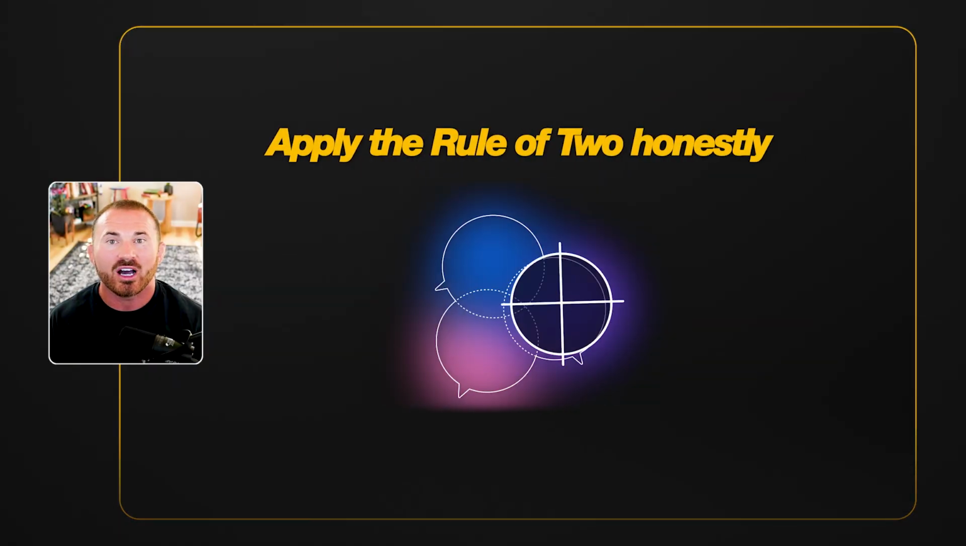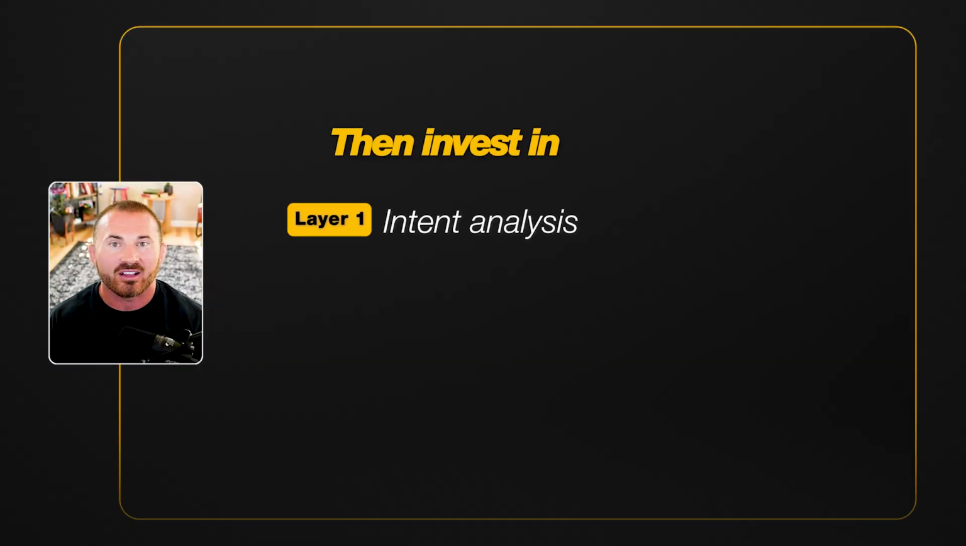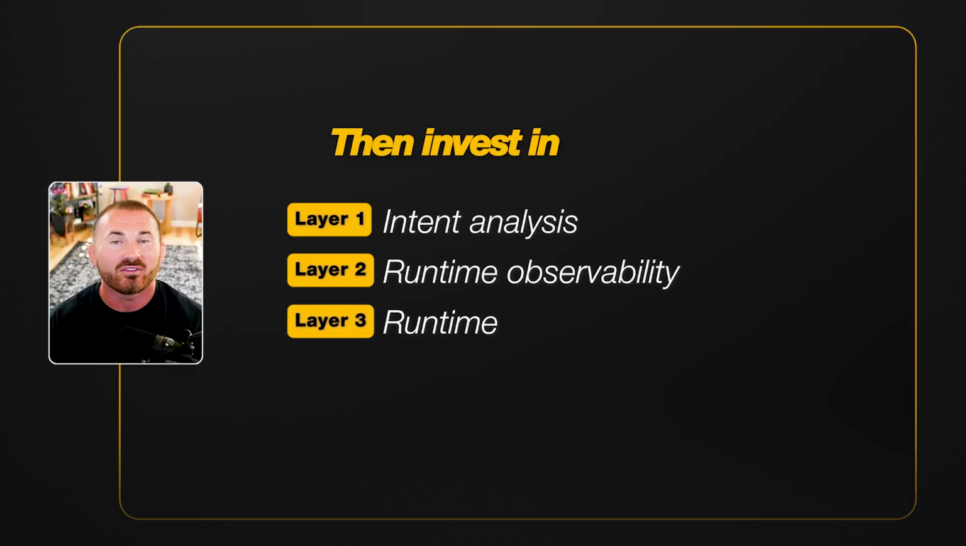So treat all natural language inputs as untrusted, but do not stop there. Constrain the lethal trifecta statically where you can and dynamically where you cannot. Apply the rule of 2 honestly. Then invest in intent analysis, runtime observability, and hard enforcement boundaries, because that is where the fight actually gets won.